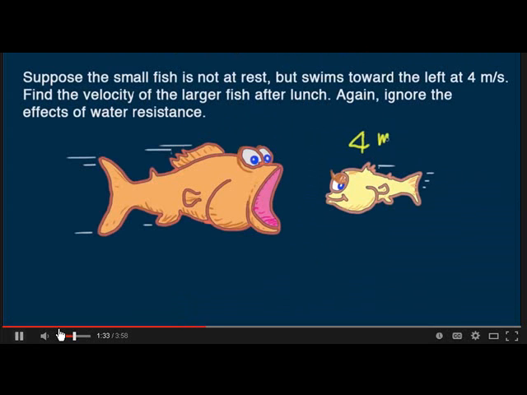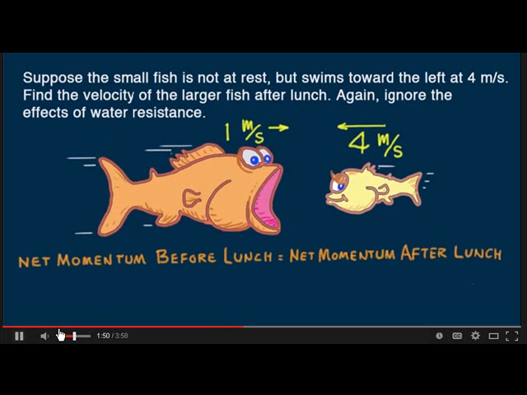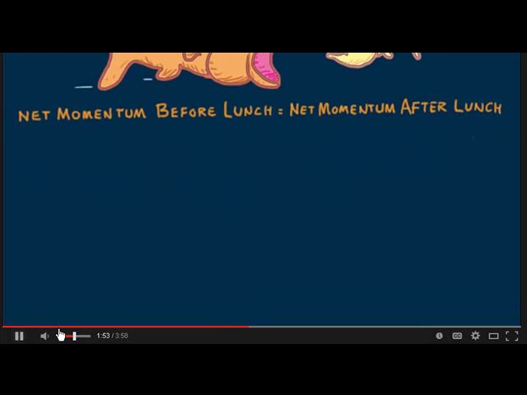Suppose the small fish is not at rest but swims toward the left at 4 meters per second. Find the velocity of the larger fish immediately after lunch. Again, ignore the effects of water resistance. As before, the net momentum before lunch equals the net momentum after lunch.